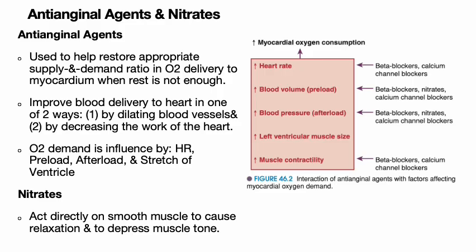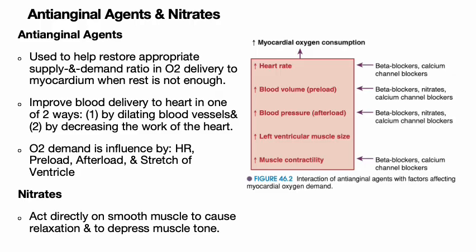We move on into antianginal agents and nitrates. Antianginal agents are used to help restore an appropriate supply and demand ratio in oxygen delivery to the myocardium when rest is not enough. Improved blood delivery to the heart could be achieved in one of two ways. First, by dilating blood vessels, increasing the supply of oxygen. Second, by decreasing the work of the heart, decreasing the demand for oxygen.